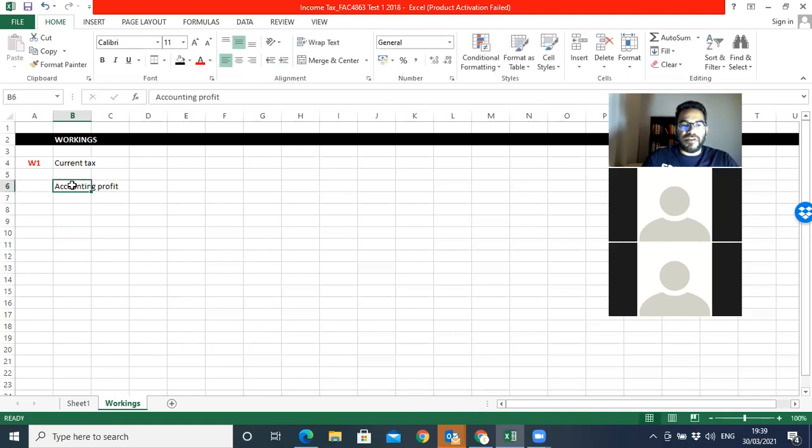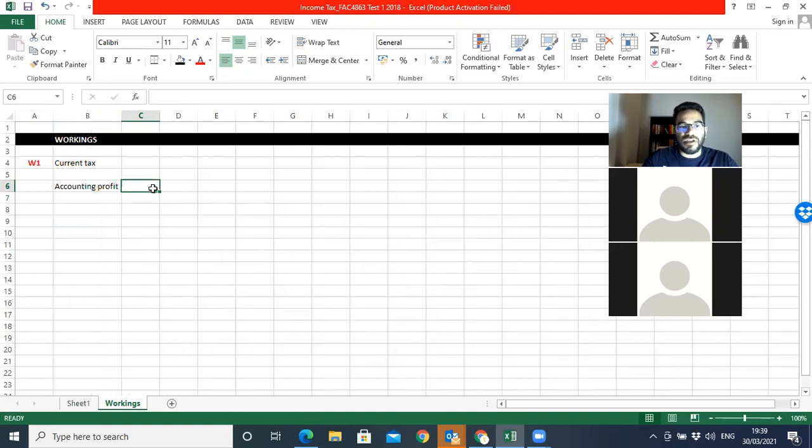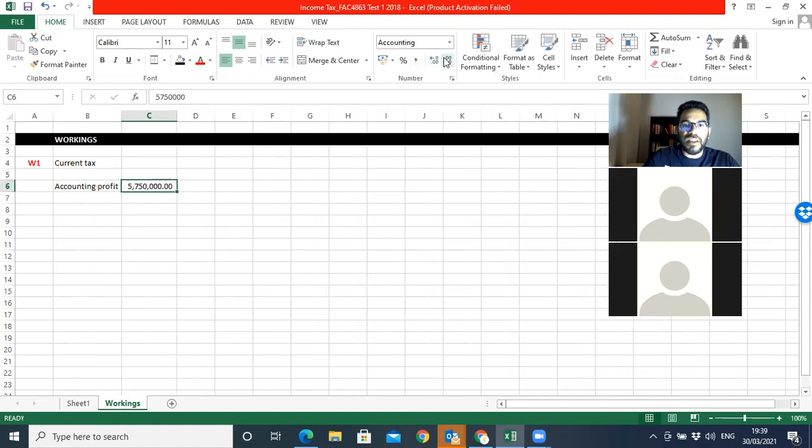What is our accounting profit in this question? It's one of the three questions. 5,750,000. But I just want to issue a note of caution over here. In this question, we could simply take our accounting profit of 5.7 million because they told us that everything was accounted for correctly. In another question, they could have given us this 5.7 million, but there may have been some adjustments we would need to make due to some errors.